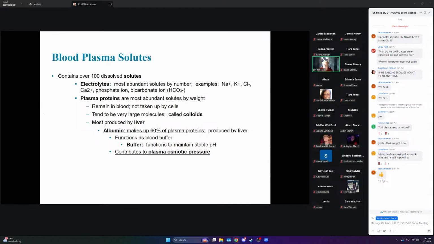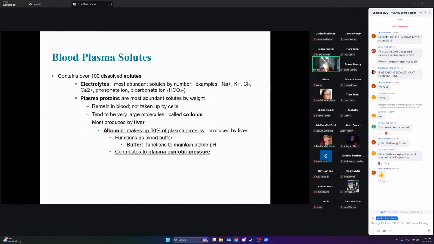We sure don't want a wild radical swing in our blood pH. We'd be in trouble very fast, okay? So albumin, being a larger molecule and being about 60% of plasma protein, contributes, and all of the proteins do for that matter, toward the osmotic pressure of plasma. If you remember, osmotic pressure has to do with the density, the thickness of it, determining which direction a fluid would leave, in or out of a capillary.